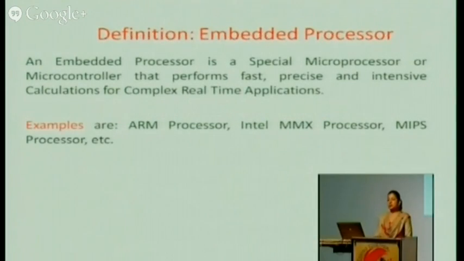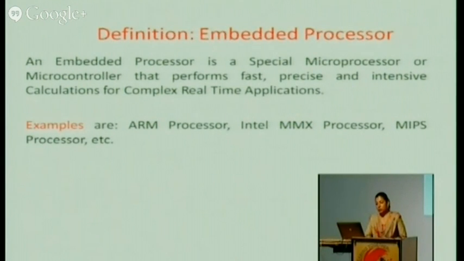Now what is an embedded processor? An embedded processor is a special microprocessor or microcontroller that performs fast, precise, and intensive calculation for complex real-time applications. Why is it so special? Why do we call it a special microprocessor or microcontroller? Because this type of embedded processor provides the applications in some specified manner.